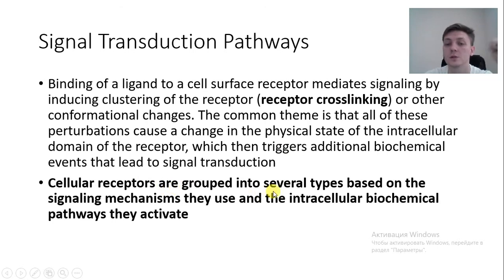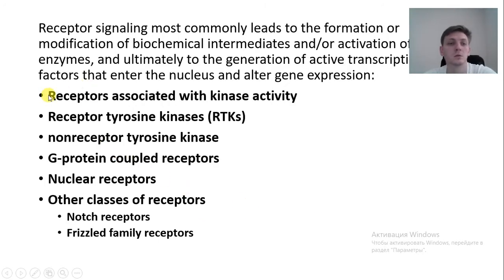Cellular receptors are grouped into several types based on the signaling mechanisms they use and the intracellular biochemical pathways they activate. So once again, receptors associated with kinase activity, I showed you. Receptor tyrosine kinase. Functionally they are similar, but as I said before, here we have a protein part which activates the kinase activity, non-receptor kinases. Non-receptor tyrosine kinases are joined with activity of receptors associated with kinase activity. And then we have a receptor which is itself tyrosine kinase.